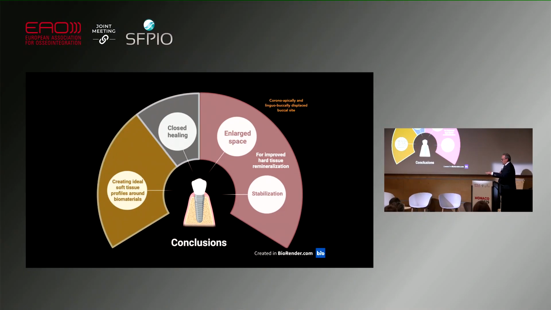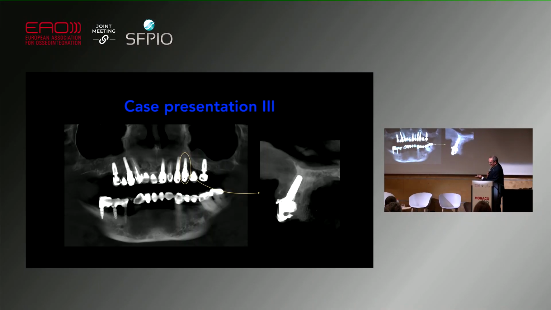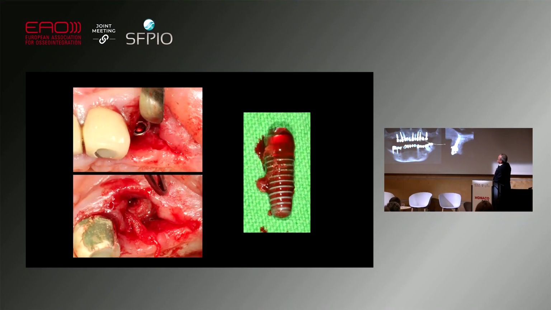So as an overall conclusion, I would emphasize that creating ideal soft tissue profiles around titanium and zirconia, and trying to save a closed healing and probably an enlarged space for the healing with a coronally, apically and linguobuccally displaced buccal flap, could absolutely be a good way of healing. And by stabilizing the wound, as Tony mentioned, we have more space for wound stabilization, so probably we can have an improved healing.